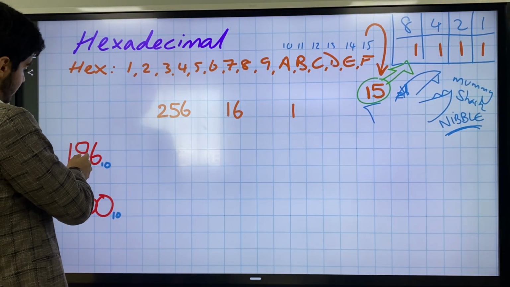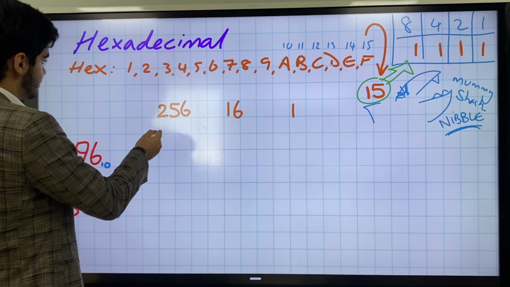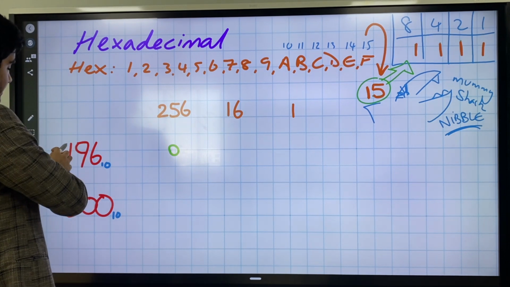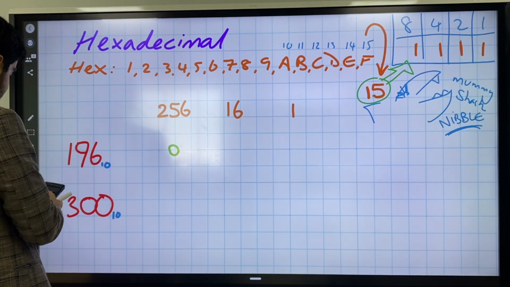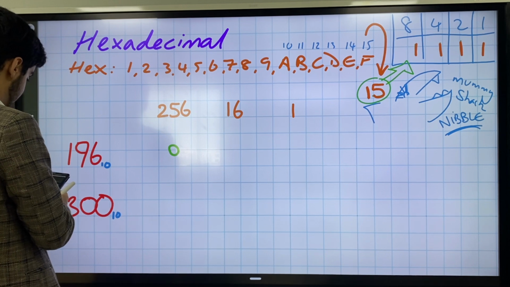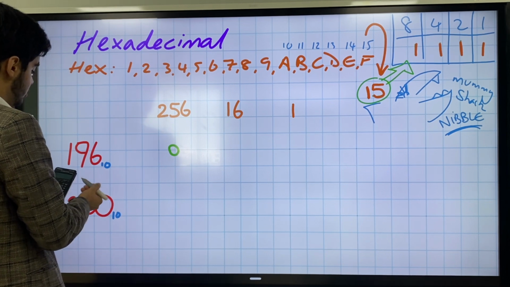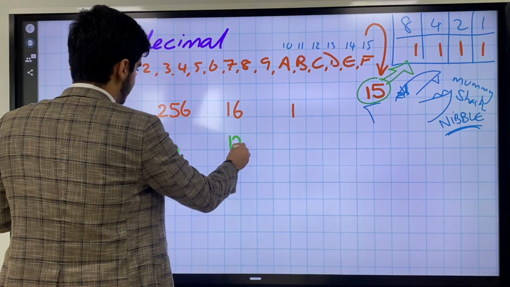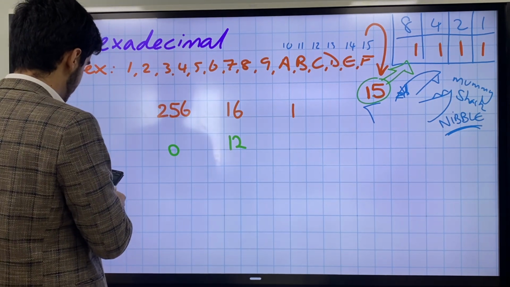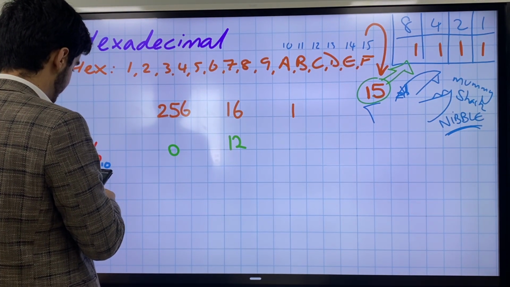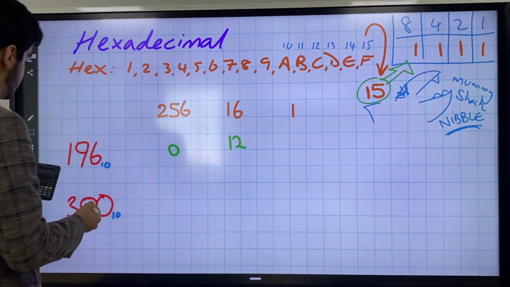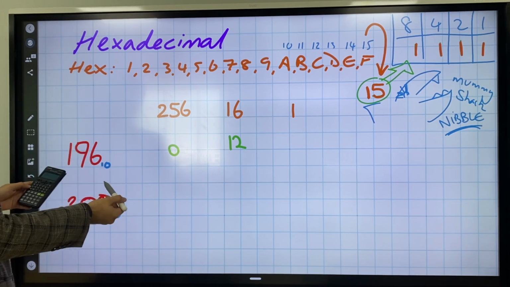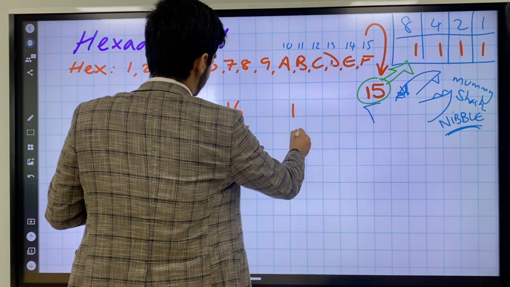So starting with 196, we can see that it's smaller than 256, so it's going to be off. And then if we're seeing how many 16s are actually in 196, we can divide 196 by 16, and it will be 12.25. So instead of putting the 25, we can just put 12. Now we can multiply 16 by 12, and we're going to get 192. So 192 is basically 196 subtracted by 4. So basically here's going to be 4.